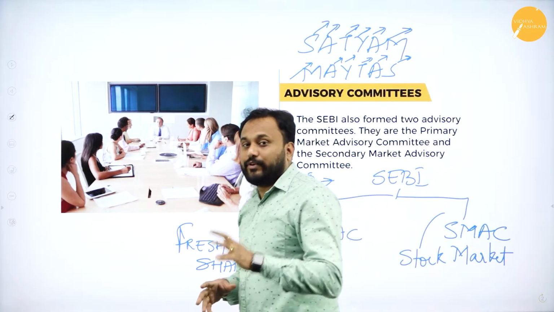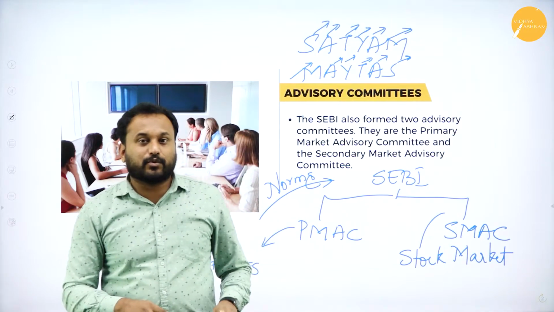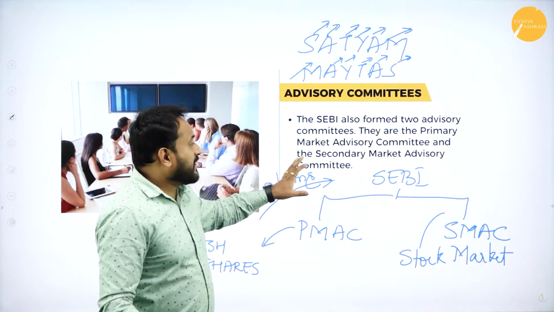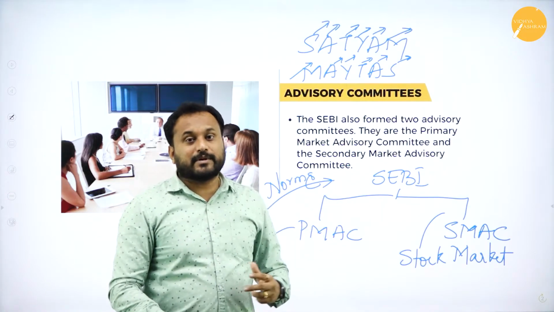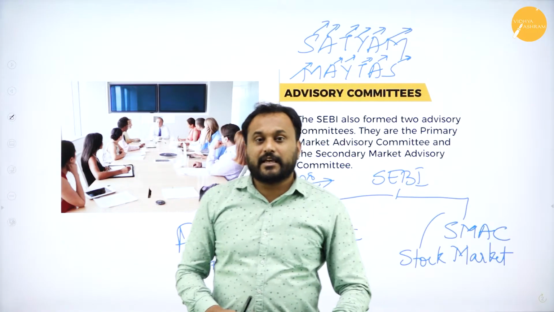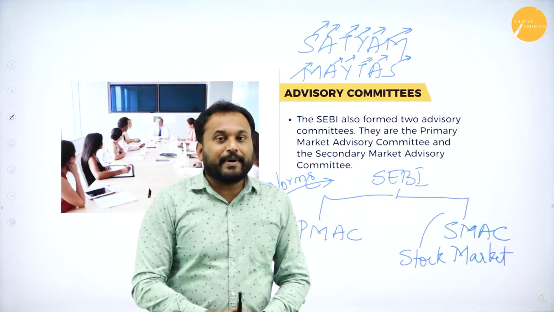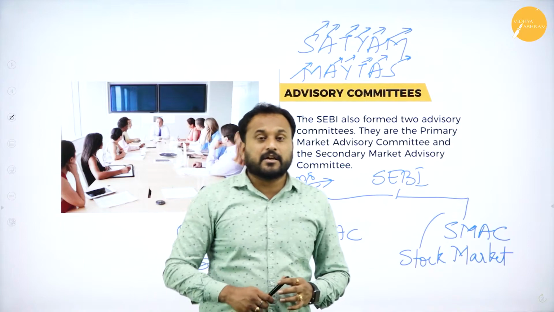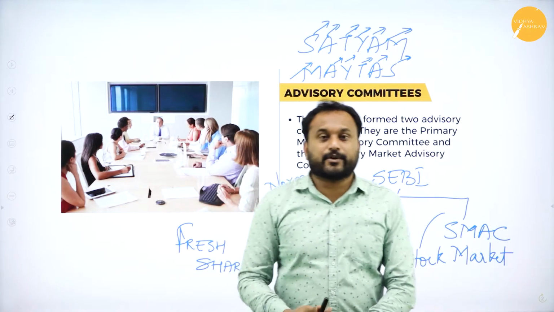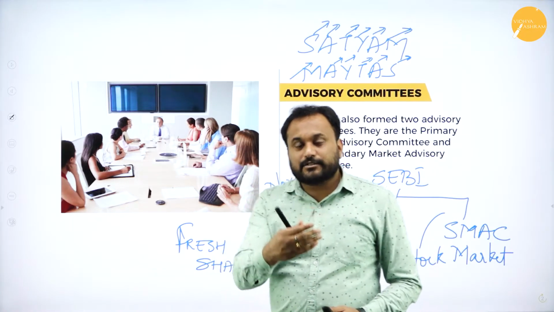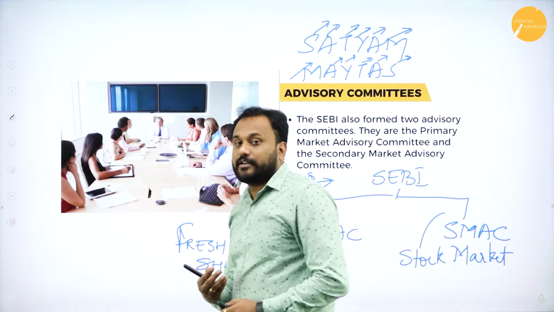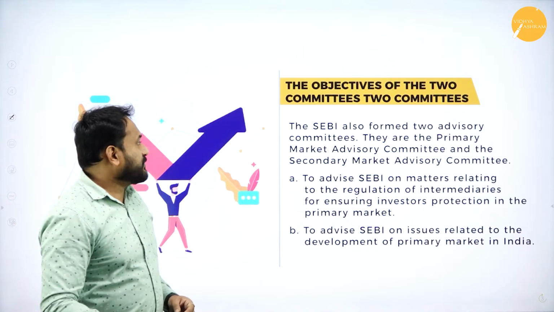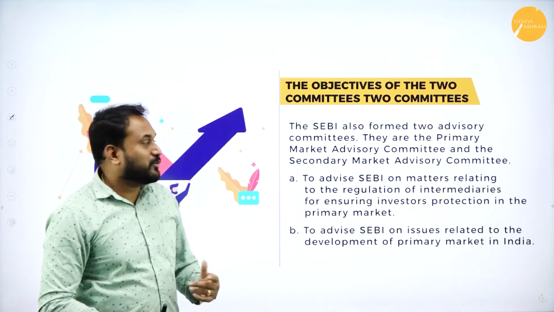Sebi was very keen and they figured out what exactly it is through these committees. That is one of the primary market committee as well as the secondary market advisory committee. And then they made an impact in the entire stock market as well as the other companies, saying that whoever are going with any securities, they are supposed to follow these rules and regulations, and the rules and regulations became very mandatory to follow. So the first one here is, Sebi also formed two advisory committees.